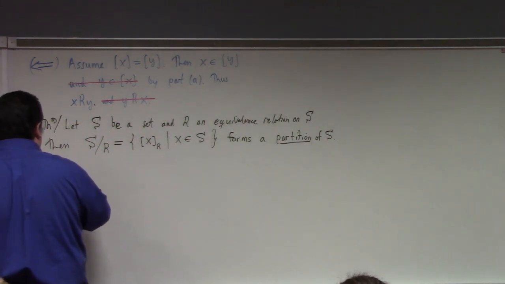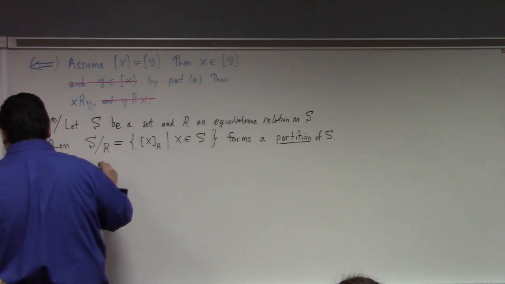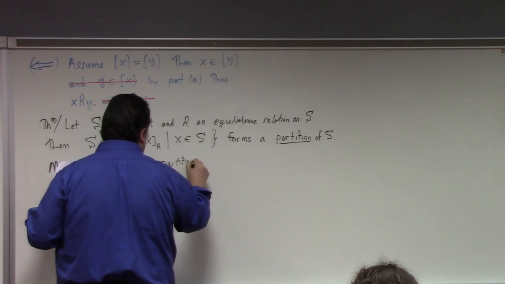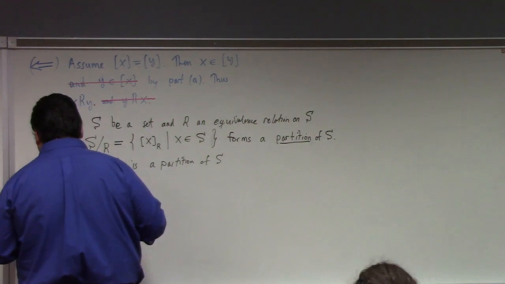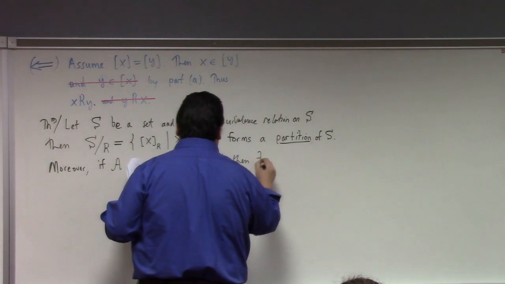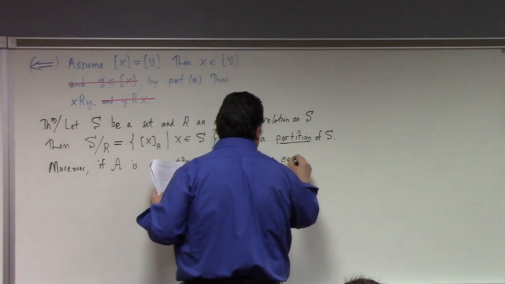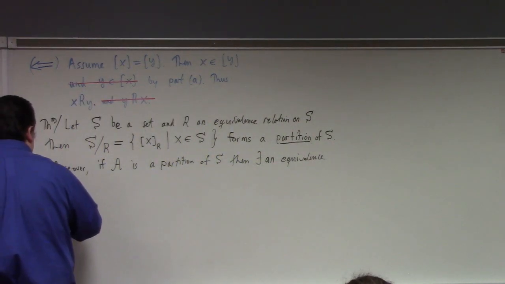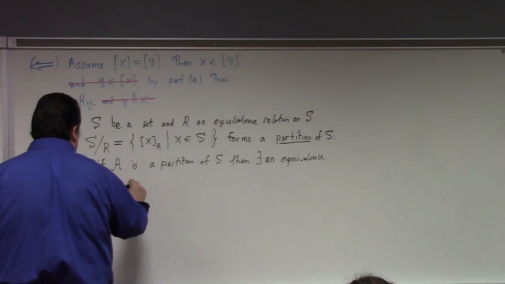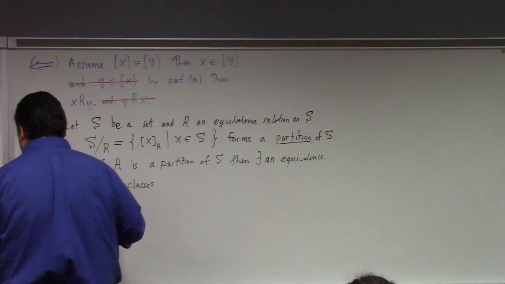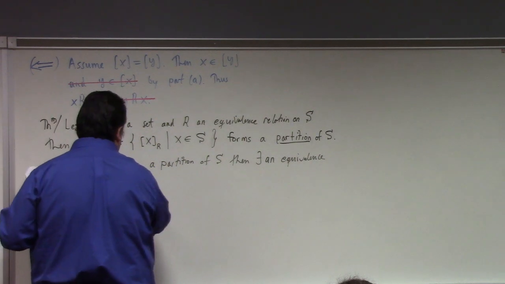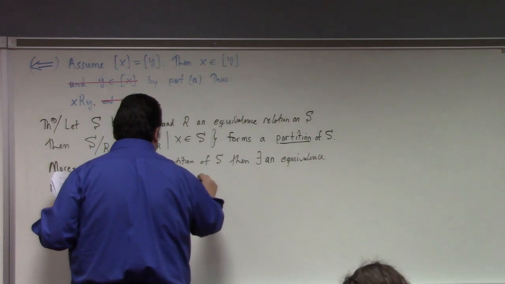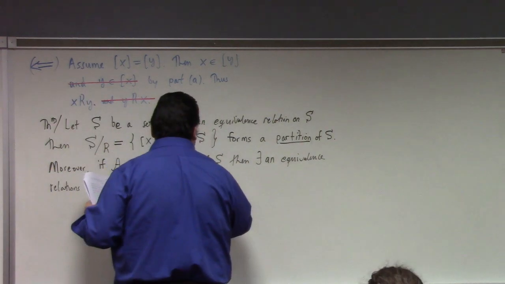Moreover, it goes both ways. If A is a partition of S, then there exists an equivalence relation whose equivalence classes are the sets in A.